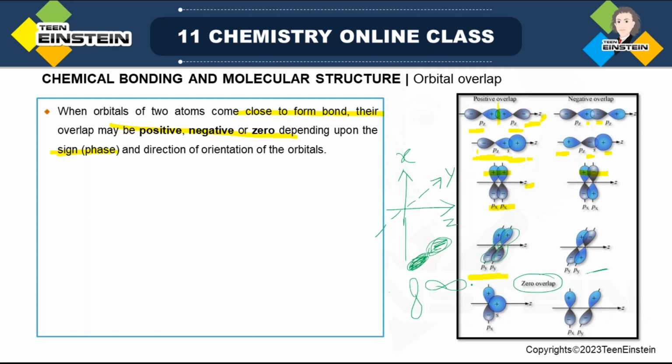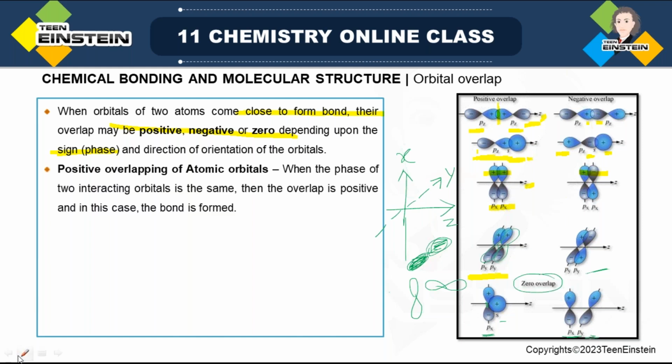Now in some cases zero overlap is possible, as you can see if you have px and s. If s is coming in the middle position, but in the middle position there is no electron density, so this is a kind of zero overlap, because you cannot say there is any direct interaction between two positive, or one positive and one negative, or two negative. And then if you have taken px and py, no direct interaction is possible, so this is also zero overlap.